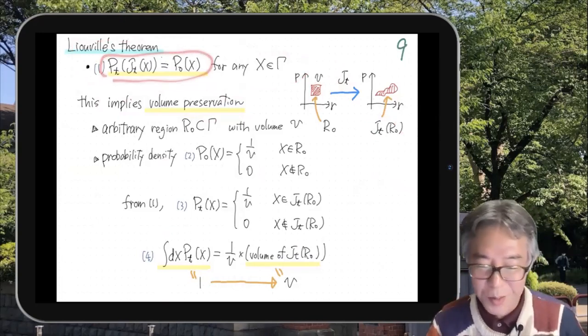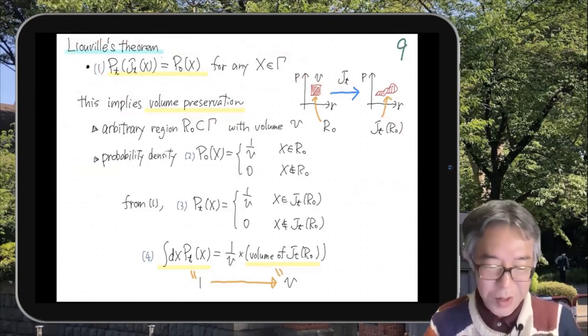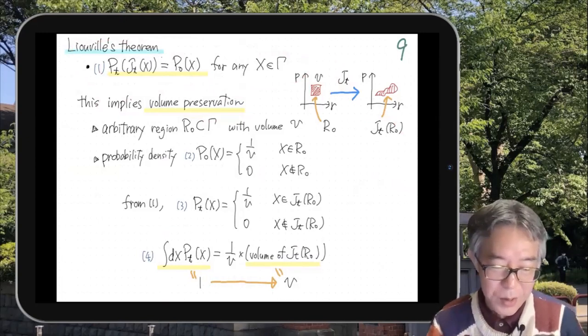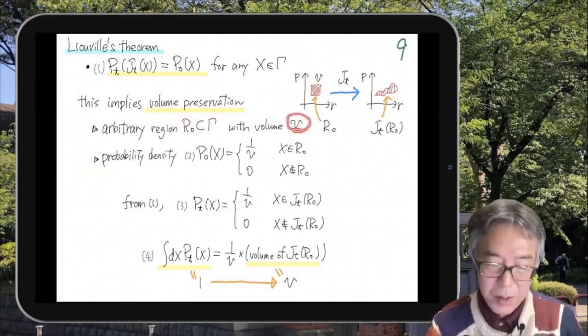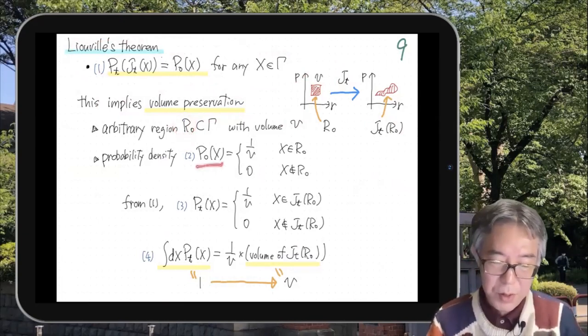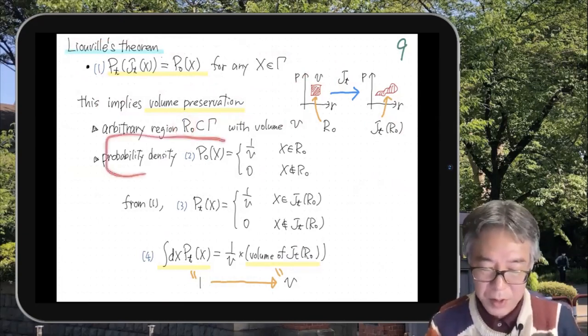Your density is the same. I'm sorry. So I want to say that this implies the volume preservation. Okay, so you take an arbitrary region R0 in phase space, and I denote by V the volume, the 6N-dimensional volume, of this region. Okay, and now, since P0 was arbitrary, I define this probability density.